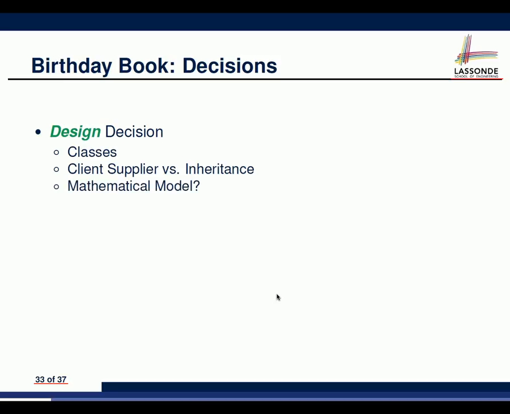Okay, the birthday book. Now there are several decisions you have to make. You have to make some design decisions. You also have to make some implementation decisions. Design decision: what should be the classes you need? Think about it. Should there be any client-supplier relationship? Should there be any inheritance? And also, what should be the mathematical model? Anyone?